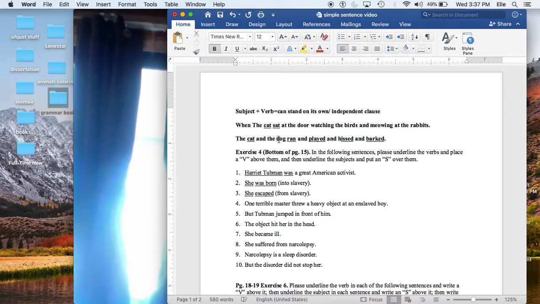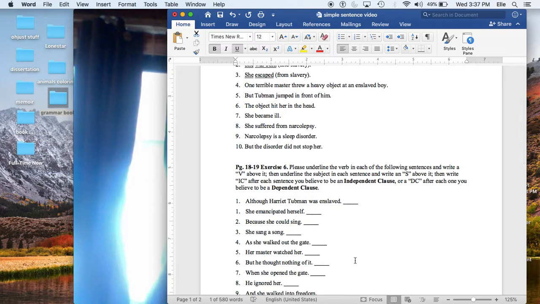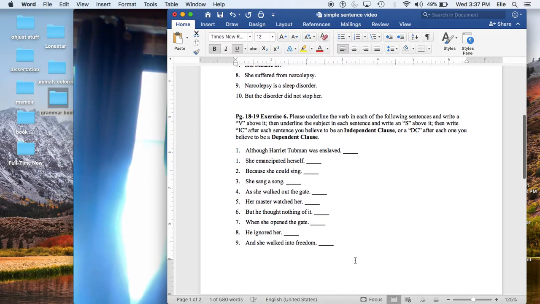Oops. So we have 2 subjects and 4 verbs. Okay, so let's look at page 18 and 19, exercise 6 in the College English Workbook and Reader. You have independent clauses. In other words, it has a subject and a verb, but it can stand on its own.